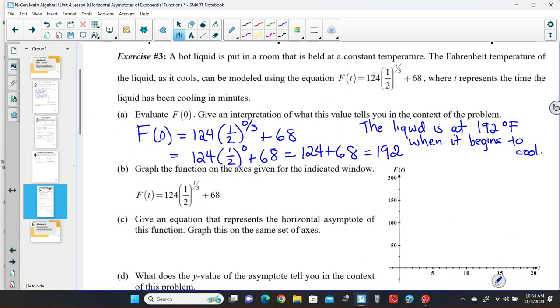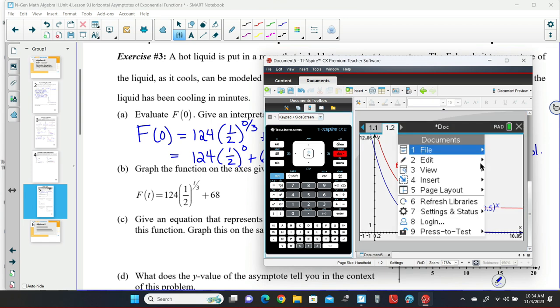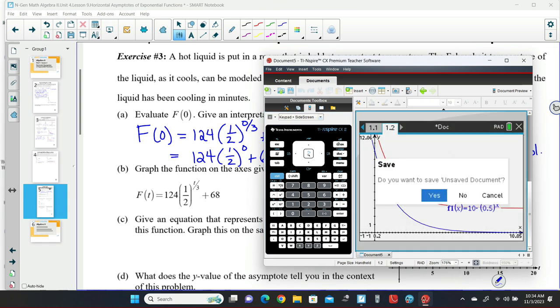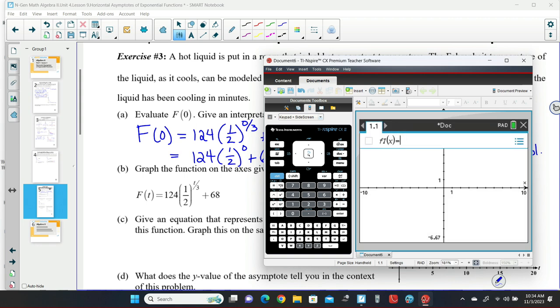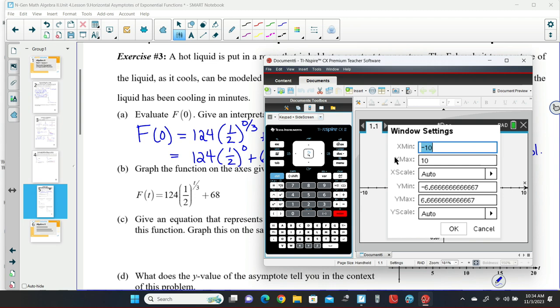All right, let's do it. Let me close this out. Let's open up our calculator. I think I'm going to put a brand new document in. All right, let's add a graph. F1 of x, we're going to have 124 times 1/2 raised to the x divided by 3, plus 68. Make sure that all looks good. It does. Let's now go in and change our window settings.